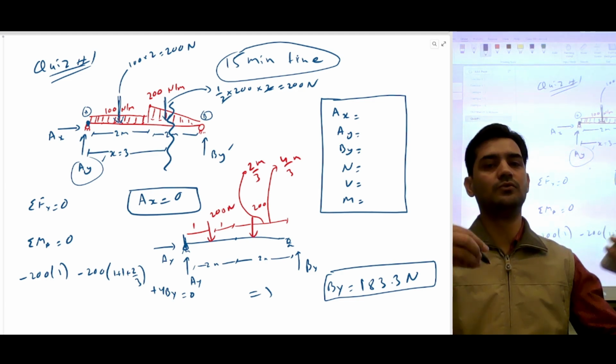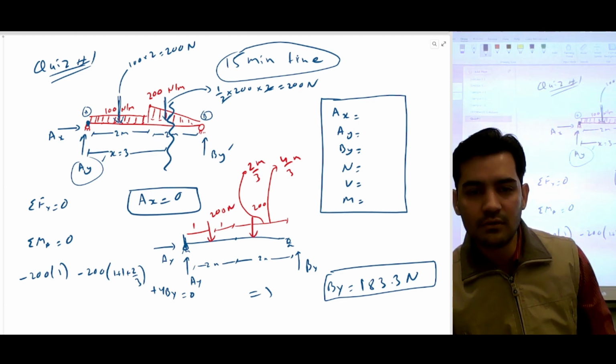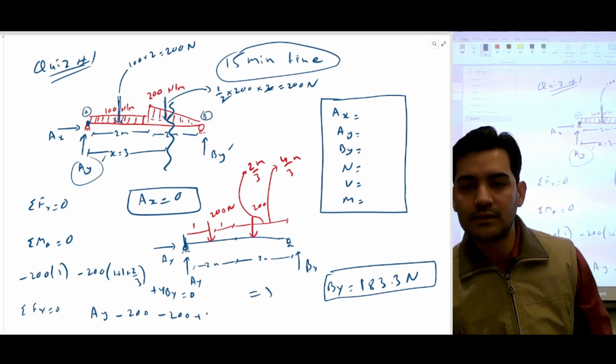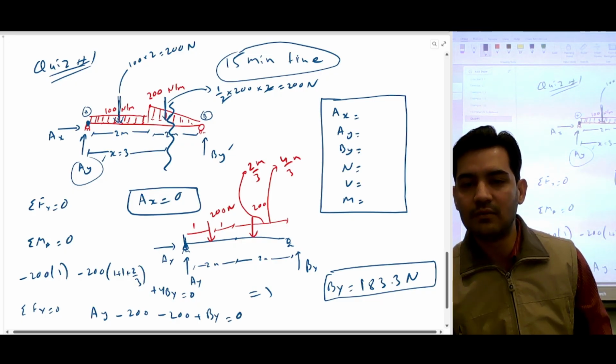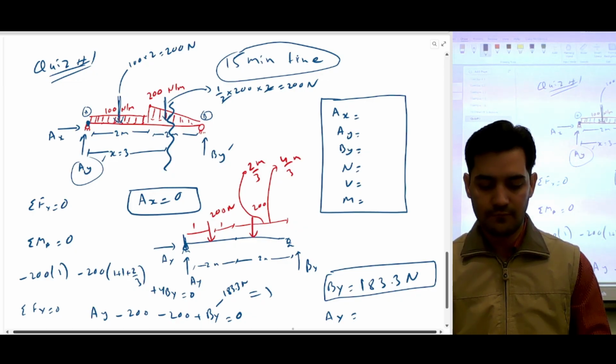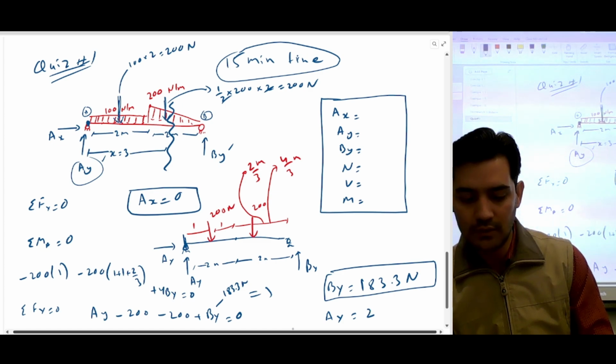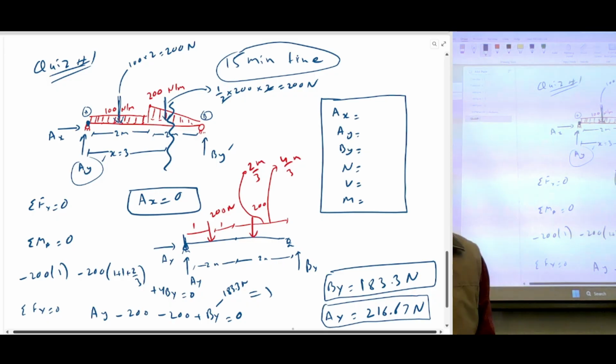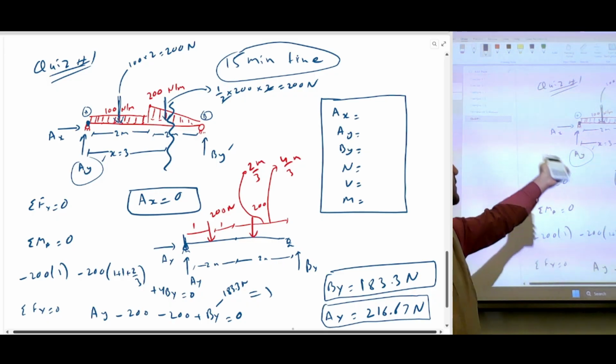What we can do is summation of f of y is equal to 0, summation of forces along y is equal to 0. So you have AY minus 200 minus 200 plus BY is equal to 0. BY we already know, which is 183.3 Newton. So if you do the calculation, you will get 216.67 Newton. And the total should sum up to be the total applied forces, which is 400.